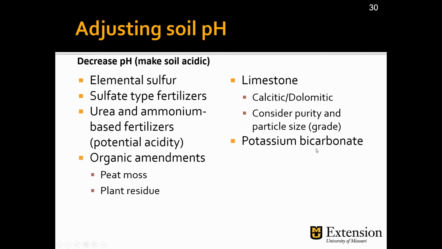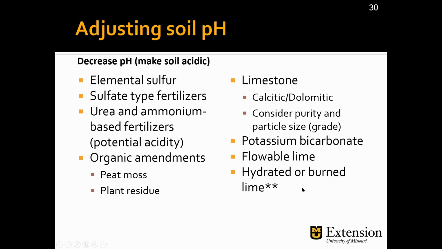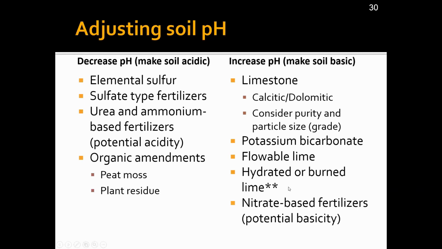You can use potassium bicarbonate if you want something that's water soluble. There's also flowable lime, and hydrated or burned lime, and I have some asterisks here. If you put these on the soil when you have the plants on, they are going to kill the plants. They're going to burn the plants. So these are recommended for pre-plant applications, before you plant anything on the soil. And then you can use nitrate-based fertilizers.